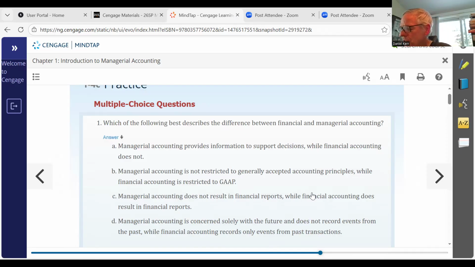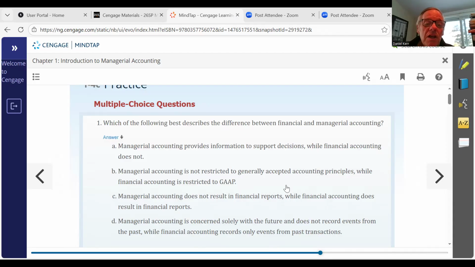Okay, welcome back. I'm going to assume 15 minutes has passed, and it says, which of the following best describes the difference between financial accounting and managerial accounting? Okay, well, we know the big difference is managerial accounting. We prepare specialized reports to help management make decisions, but we got to take a look at each of these, and we got to pick the one that is the best answer. So A, managerial accounting provides information to support decisions, while financial accounting does not. That's not true. Financial accounting does provide general purpose reports, which are used by management.